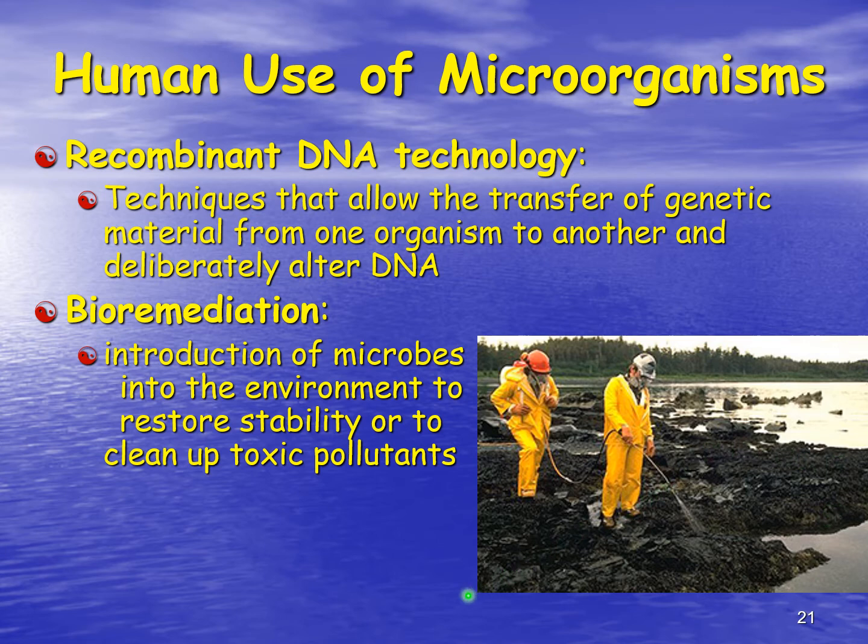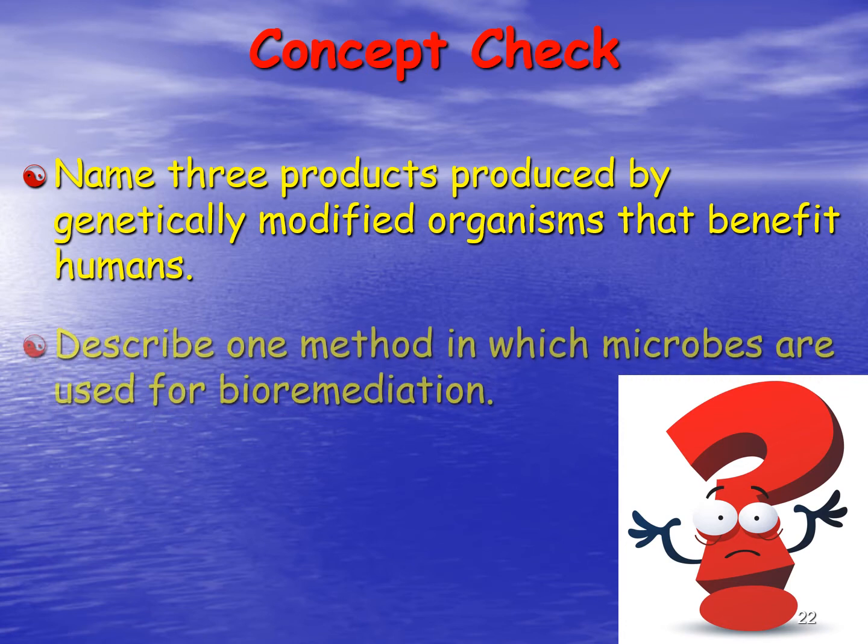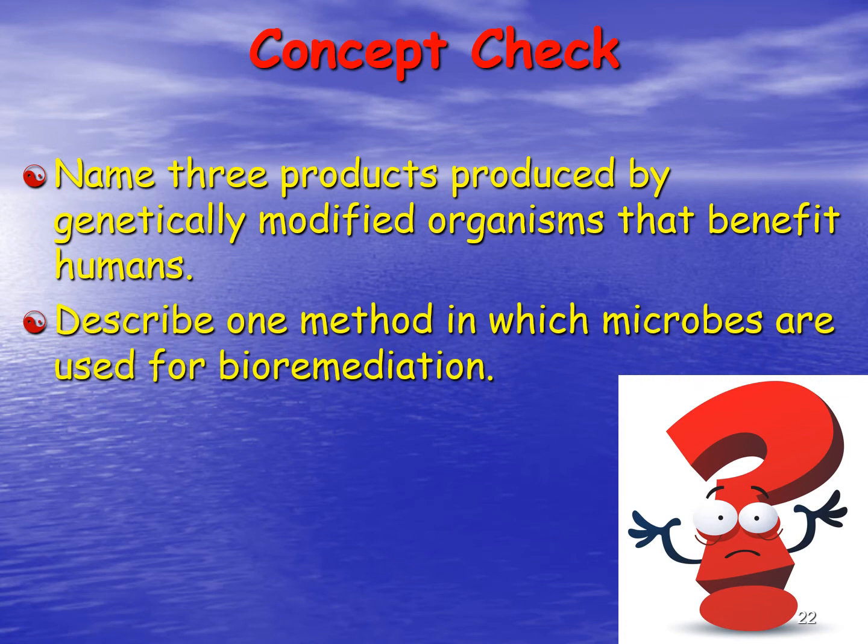When the Deepwater Horizon exploded a few years ago in the Gulf of Mexico, the environmental impact would have been so much greater if we had not had these oil-eating microbes, which they took out and sprayed on the oil slicks before they reached our shores. So, you should be able to name three products produced by genetically modified organisms that benefit humans. We'll talk about those a little bit later on as well. You need to describe one method in which microbes are used for bioremediation.